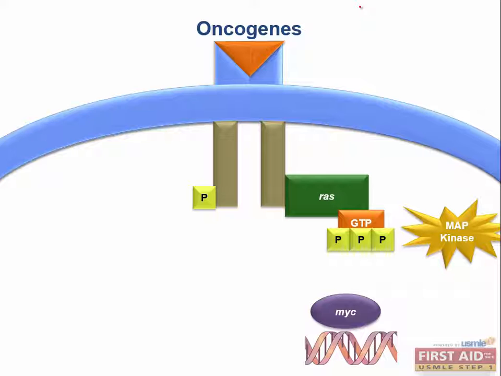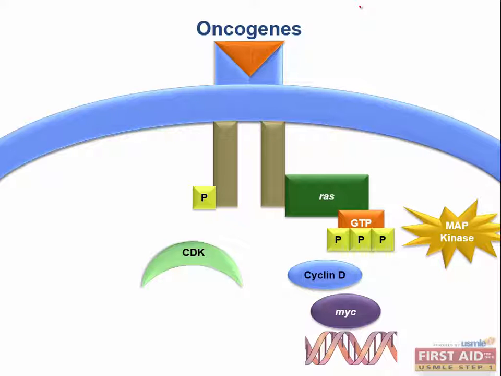So let's talk about the downstream effects of MYC. MYC serves as a transcription factor for the synthesis of a protein called cyclin D. Now, what depends on cyclin for kinase activity? It's a very tricky question. Cyclin-dependent kinase. That's it. Cyclin-dependent kinase depends on it.